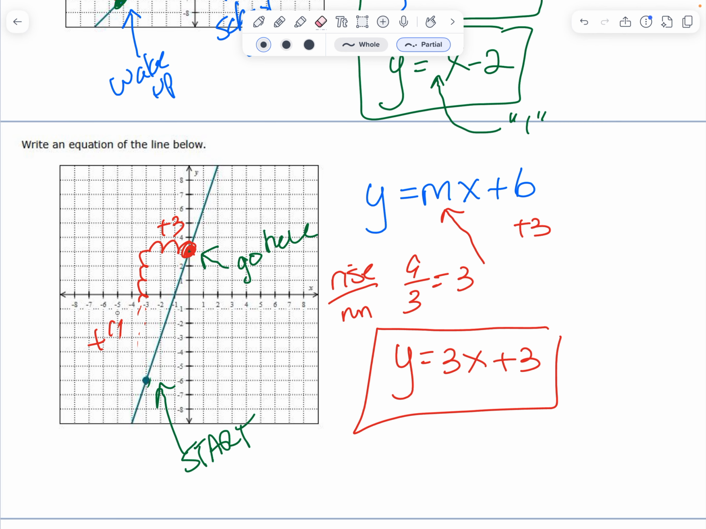So I know it may feel weird that with 9 divided by 3, we're going to make that a 3 slope. Why don't we see that? So I can kind of show you that.